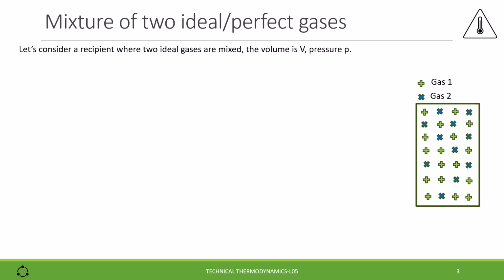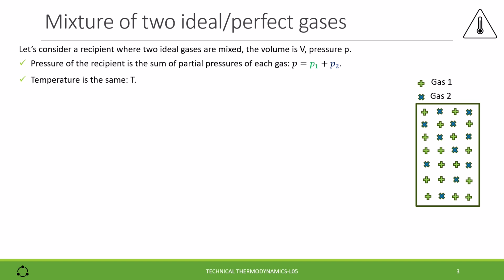Let's consider a recipient where two ideal gases are mixed. The volume is capital V, the pressure P. The pressure of the recipient is the sum of the partial pressures of each gas: P equals P1 plus P2. The temperature is the same and the mass m equals m1 plus m2.